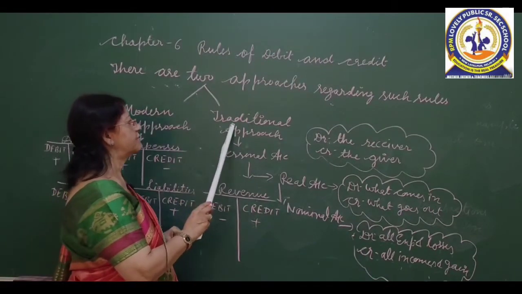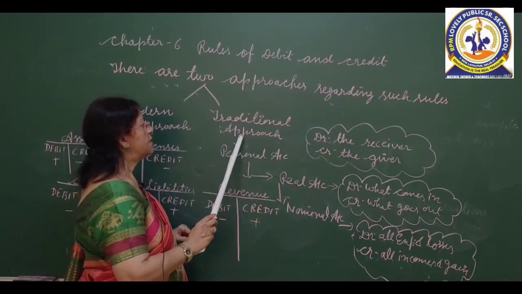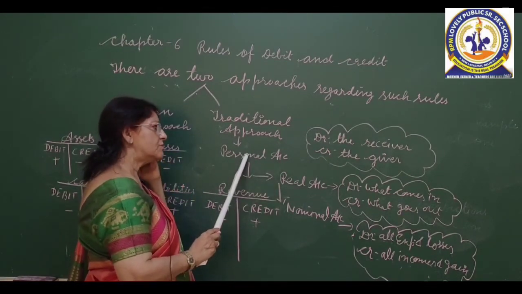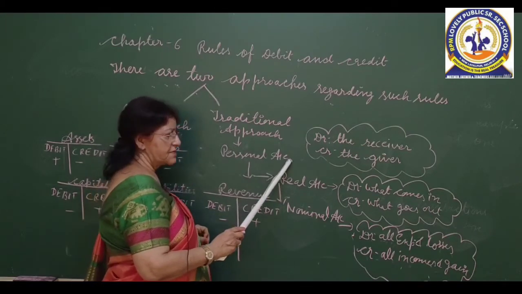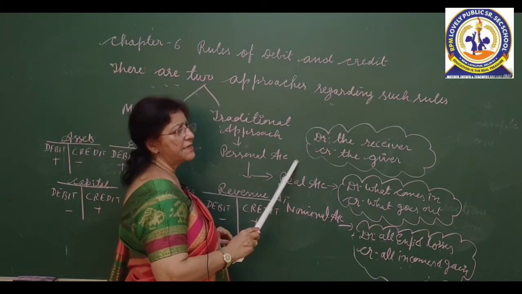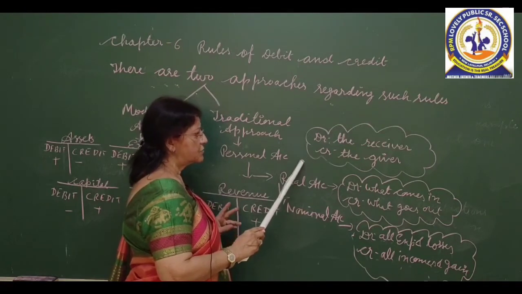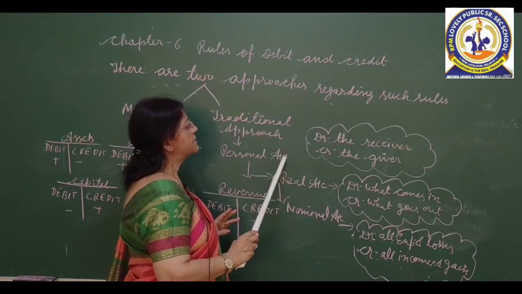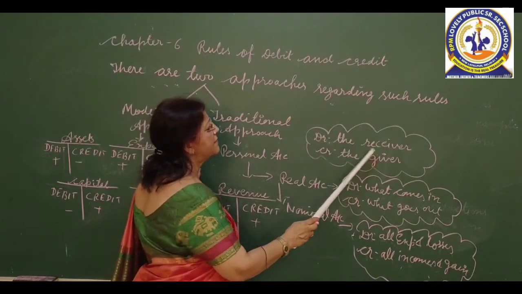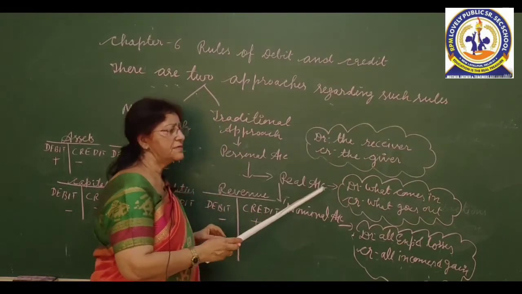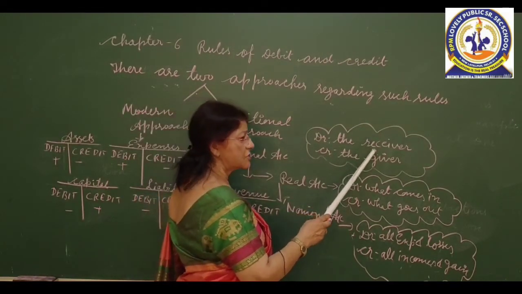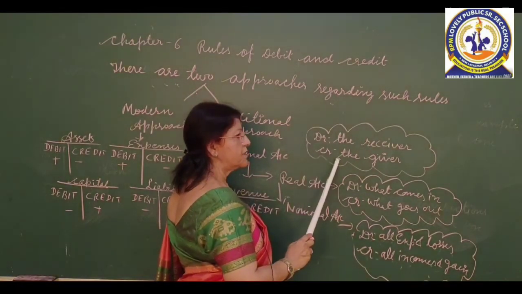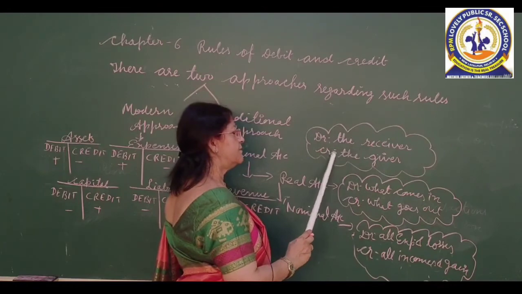Now we are going to revise traditional approach. You know, there are two accounts, personal and impersonal. Personal accounts belongs to name of person, name of debtor, creditor or representative personal account, outstanding, prepaid, accrued, all accounts are personal account. Personal account says debit the receiver, credit the giver. The person who is receiving goods or cash will be debited. The person who gives you goods, any asset, cash will be credited.